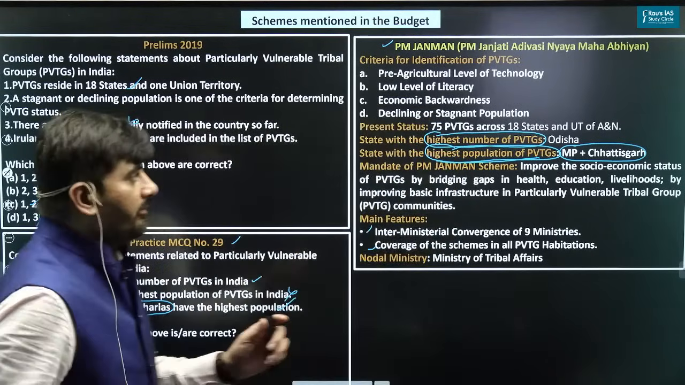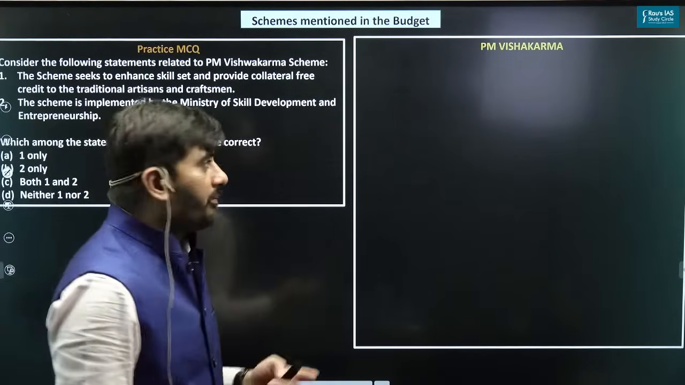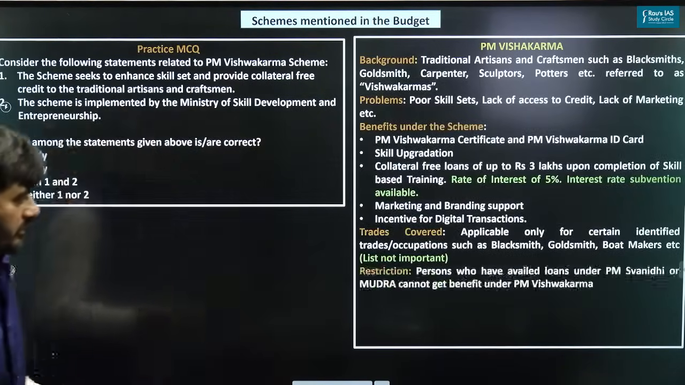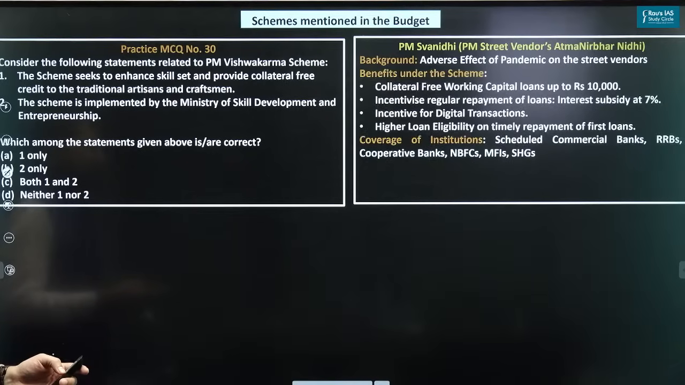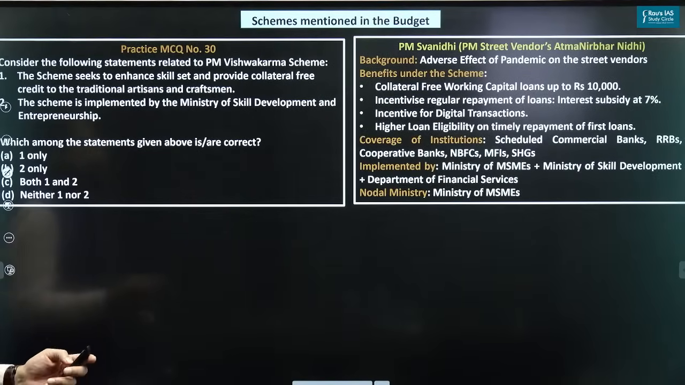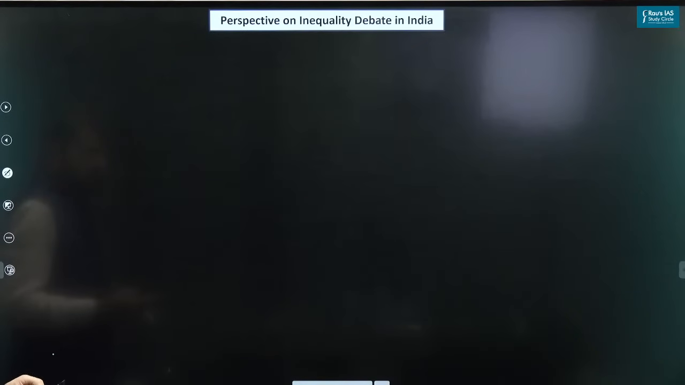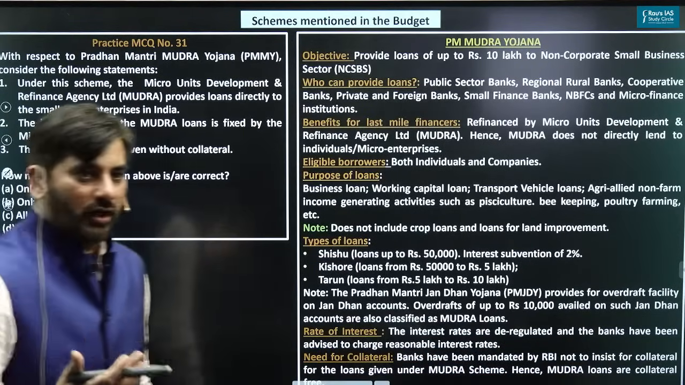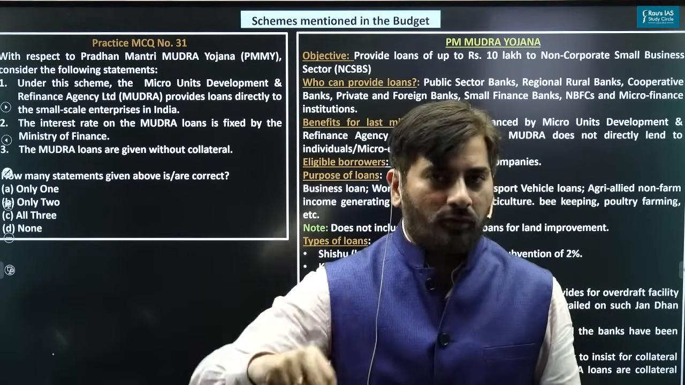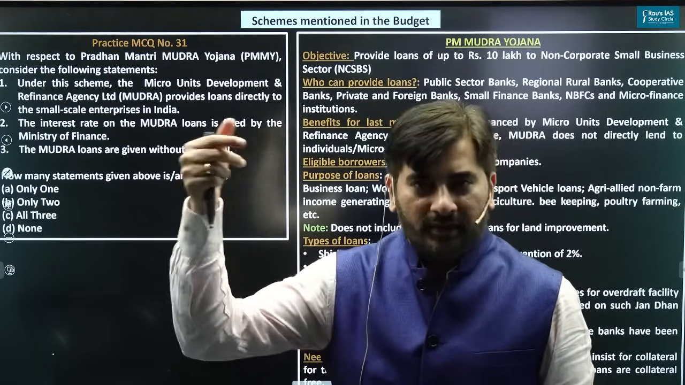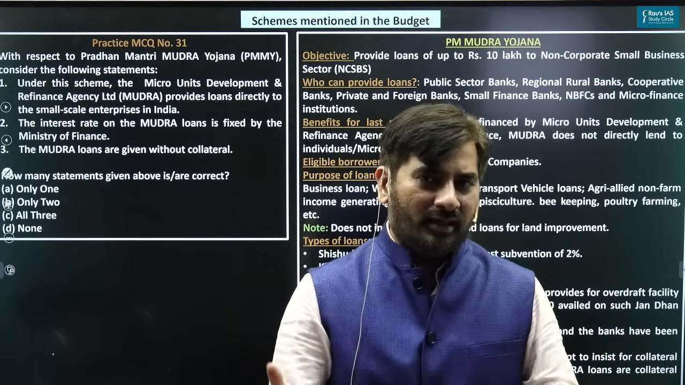Similar to this particular scheme, Pradhan Mantri Janman, you have other schemes which are mentioned in the budget, like Pradhan Mantri Vishwakarma. Not just Pradhan Mantri Vishwakarma, you have Pradhan Mantri Swanidhi. Then we have Pradhan Mantri Mudra Yojana. So what I have done to make your job easier, I have compiled all the necessary information about these schemes and programs in the PPT. Please go through these PPT because it's very, very factual. There is nothing much to be explained in these schemes and programs.